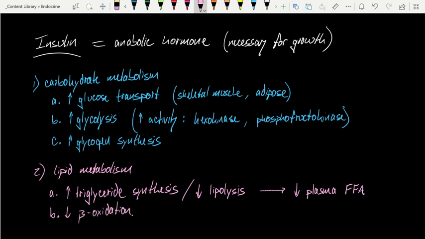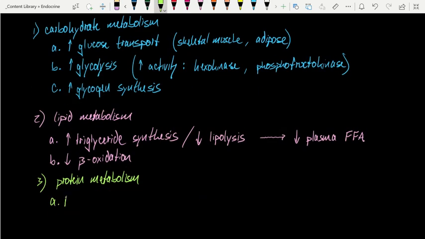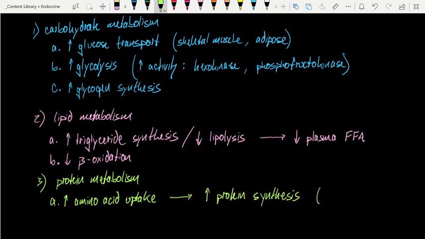All right, then something that's commonly overlooked. Let's look at protein metabolism. Here we see increased amino acid uptake, which leads to increased protein synthesis. This is primarily in muscle, but we'll also see it in adipose, liver. And of course, if we're increasing protein synthesis, we also want to make sure we're decreasing protein breakdown.